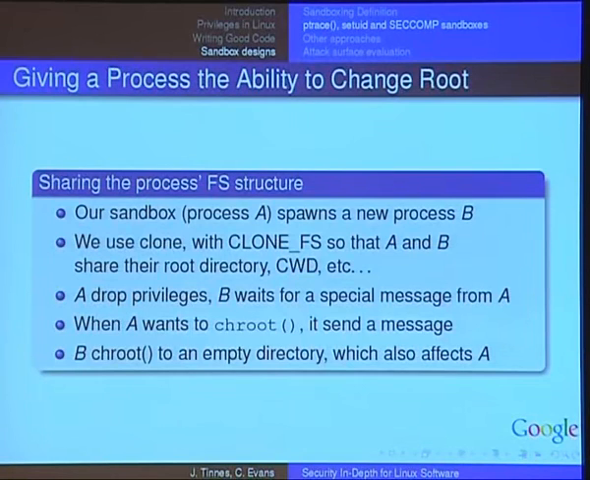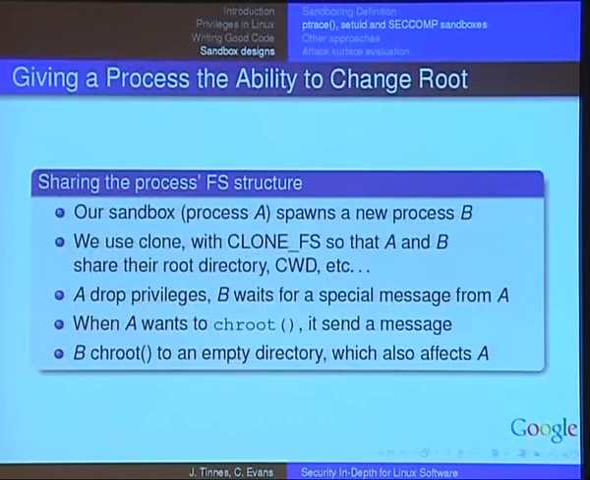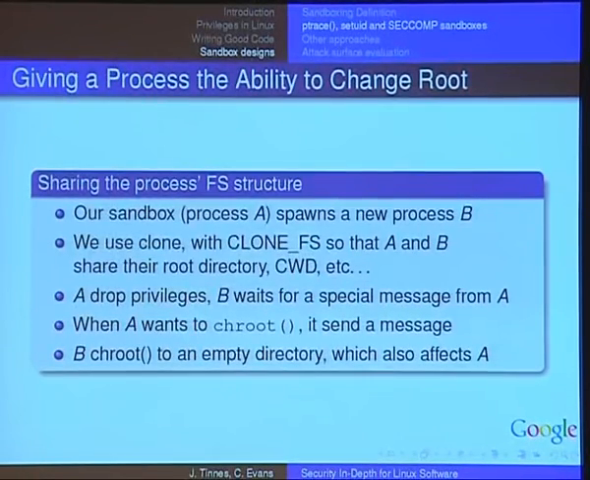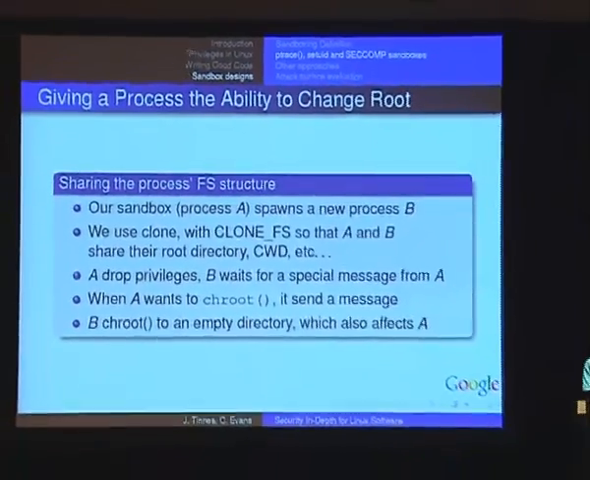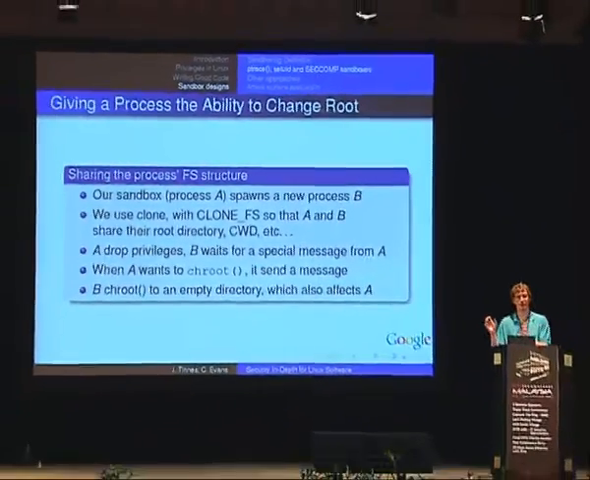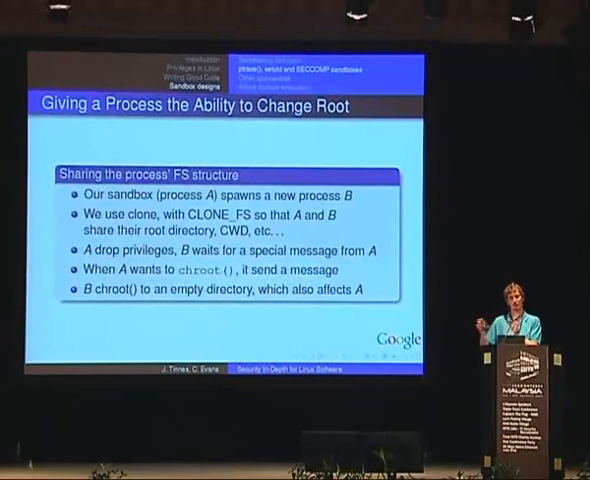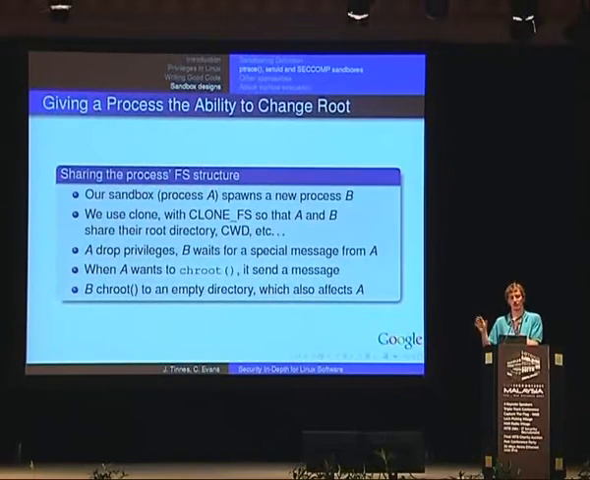And when this binary running in process A wants to chroot, it sends a message on the socket pair that we've defined before, and then B chroots to an empty directory, which also affects A. So basically what you have is another process that is root, that has the capability to chroot, and that will do it for you whenever you request it. And the way we gave it that capability is by sharing our FS structure with it.